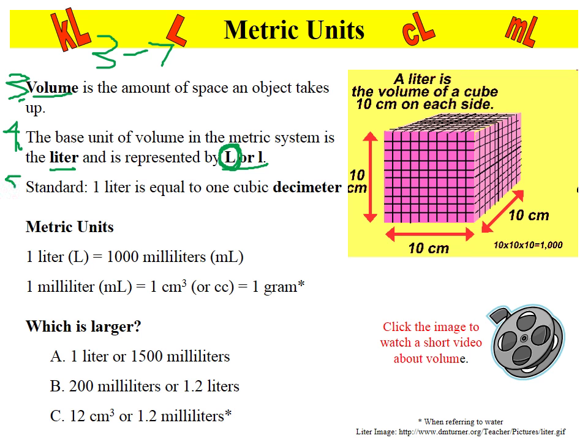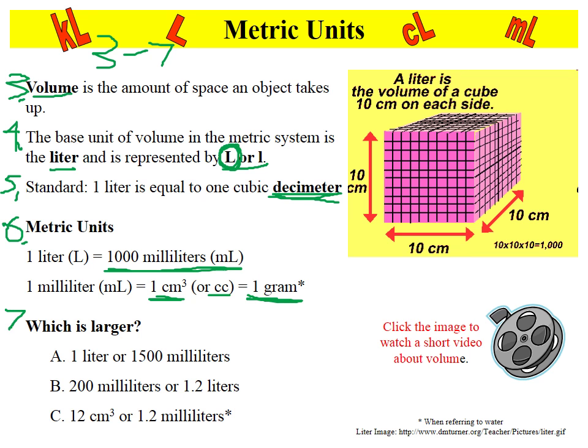For number 5, the standard is that 1 liter is equal to 1 cubic decimeter. So there's the word there. And then for number 6, 1 liter is equal to about 1,000 milliliters. And then 1 milliliter is equal to 1 centimeter cubed, or cc, or 1 gram.